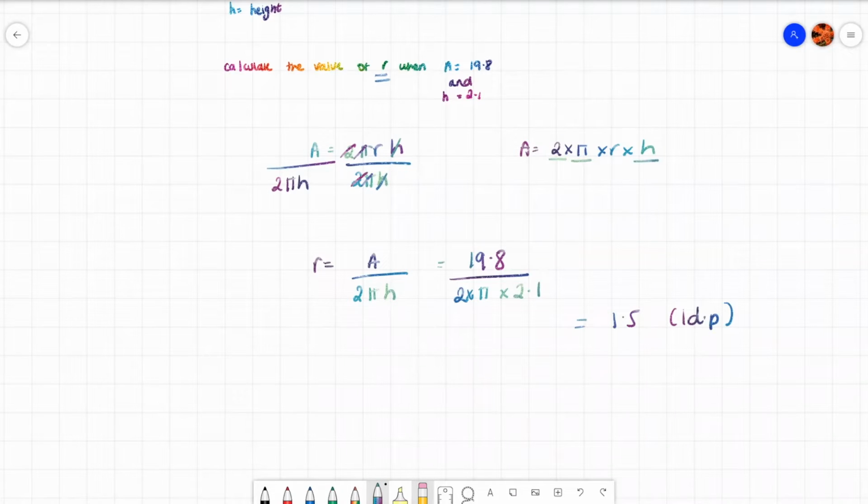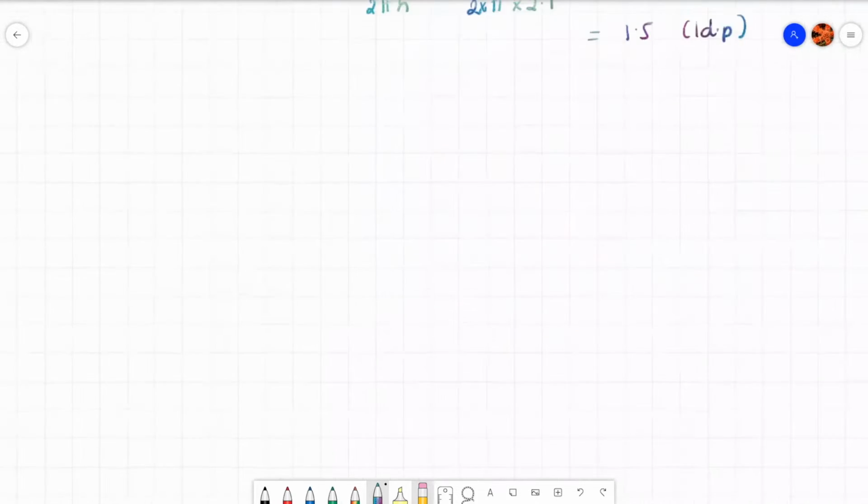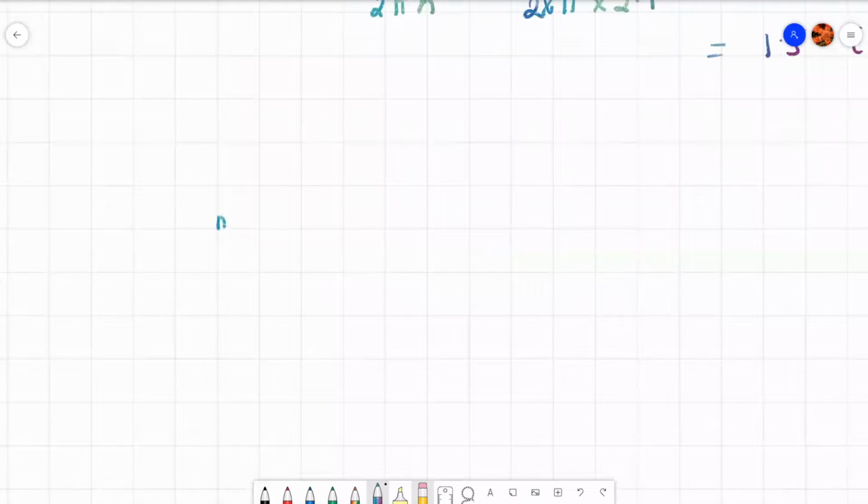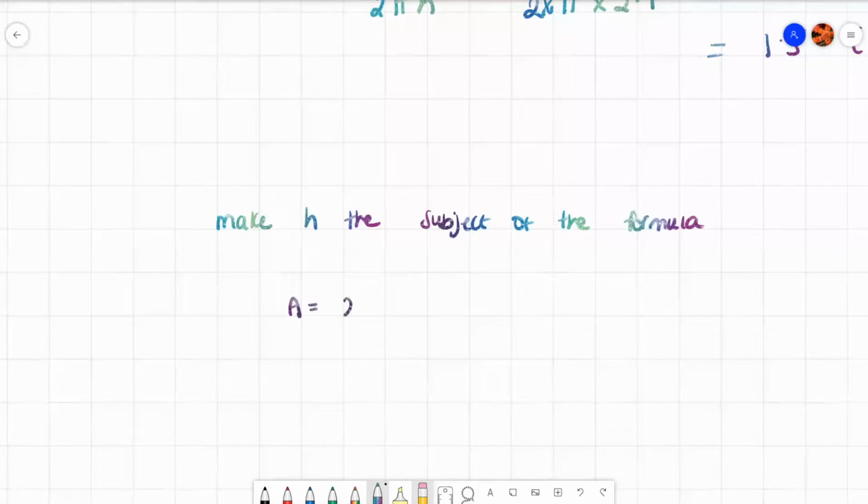Okay, let's have a look at a different GCSE style question. So this time you need to make h the subject of the formula. I've got A equals 2 pi r and then r plus h.